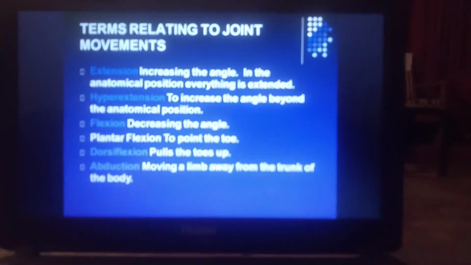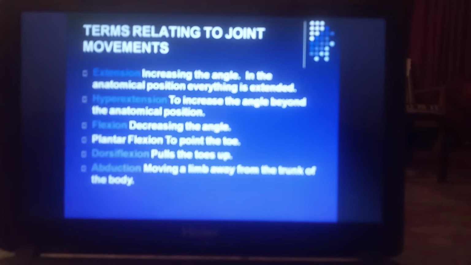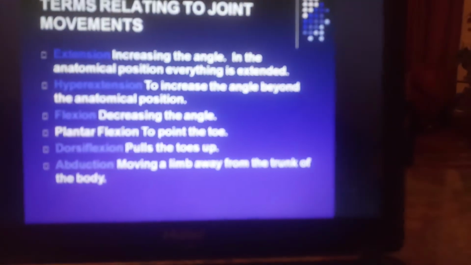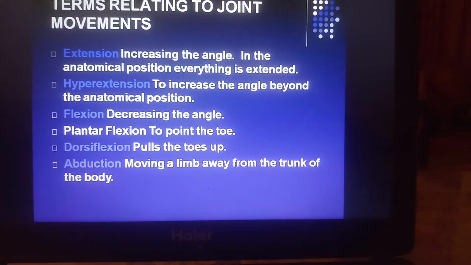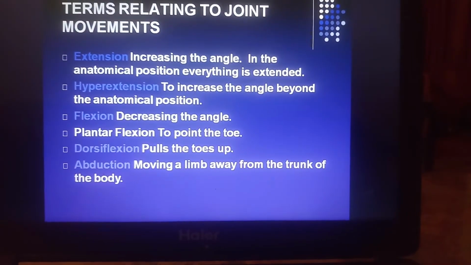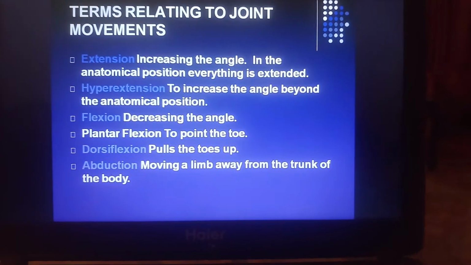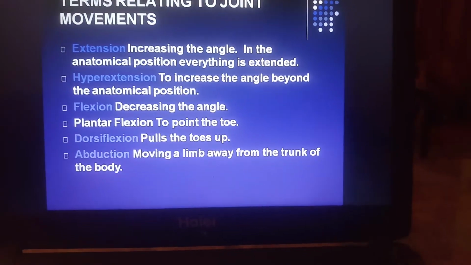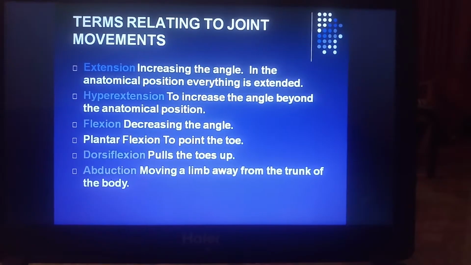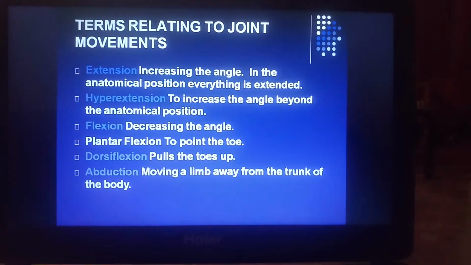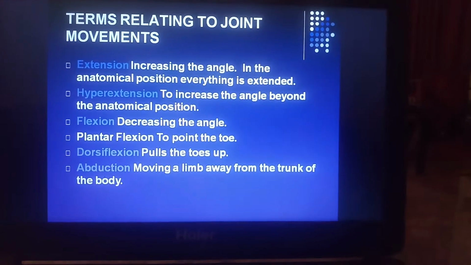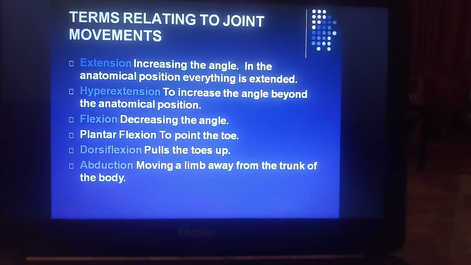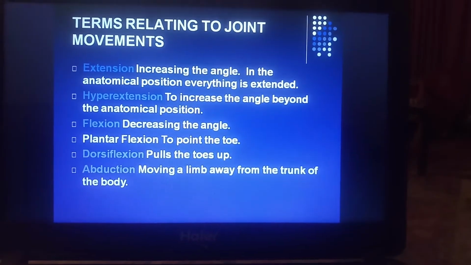Then we will discuss the terms relating to joint movements. What are these terms? These are extension, hyperextension, flexion, dorsiflexion, abduction. These are some terminologies. What is extension? Increasing the angle. If you are asked about extension, you will say it is the movement at the joint in which the angle is increased. In the anatomical position, everything is extended.